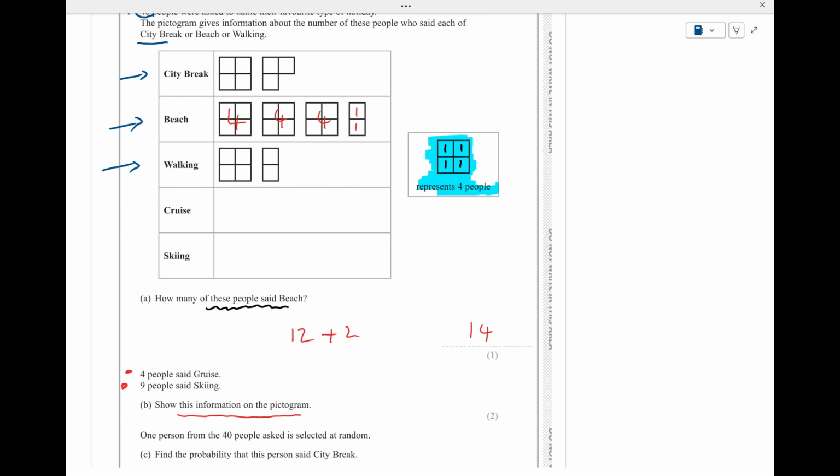Right, if 4 people said cruise, then that's going to be one of these large squares. That's what stands for 4 people, isn't it? There we go. Okay. And 9 people said skiing, so that's 4 of them. Another 4 of them, that makes 8. So 1 more little square makes 9.